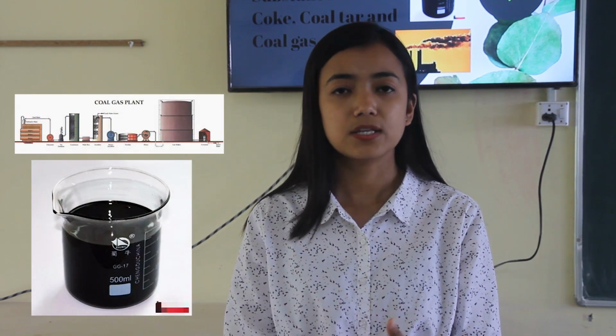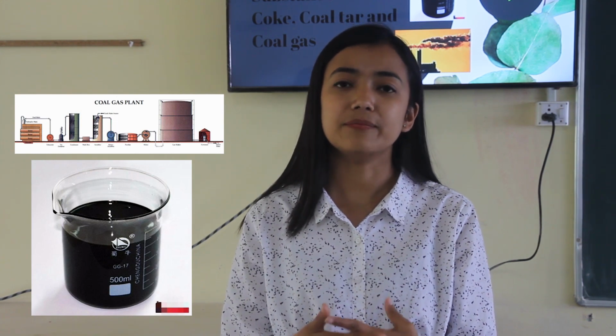During this process, we also get two byproducts, coal tar and coal gas, which is beneficial to us in many areas. Coke is basically used as a fuel. Coal tar is used for medicinal and industrial purposes. For medicinal purposes, coal tar is used to treat skin diseases. Coal gas is used to light street lamps and also for fuel purposes.